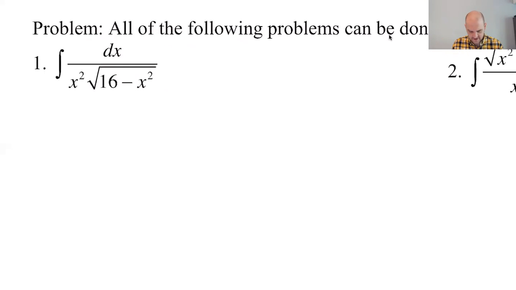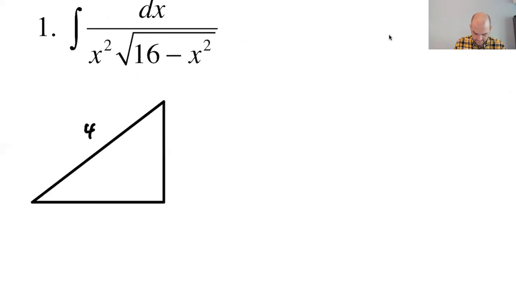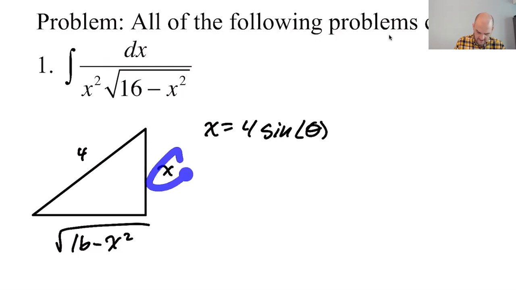I might try to do all 4. We'll see. So I see the weird radical, and I'm going to go for it. So I'm going to put 4 here. I'm going to put the x here and the radical here. If I don't like what I get, I'm going to switch it up. All right, so I'm going to say that x is equal to 4 times the sine of theta, right? Because sine of theta is x over 4.